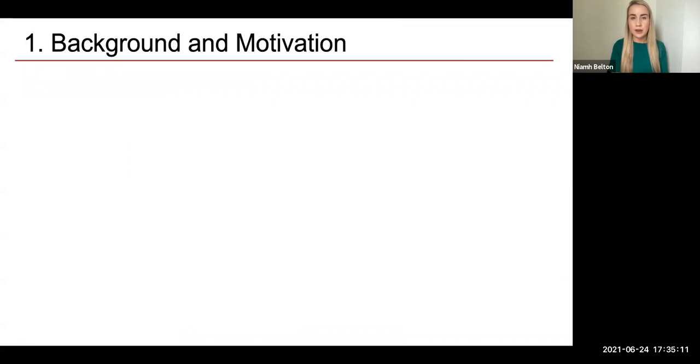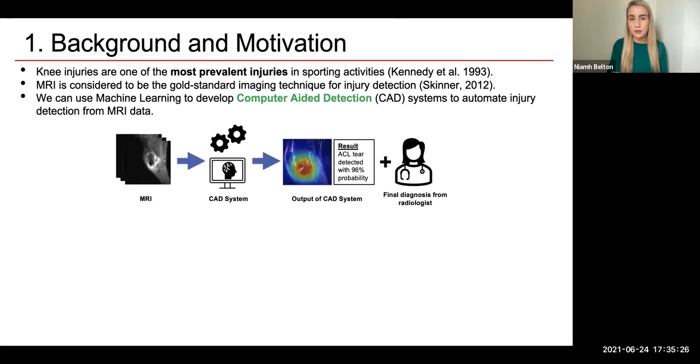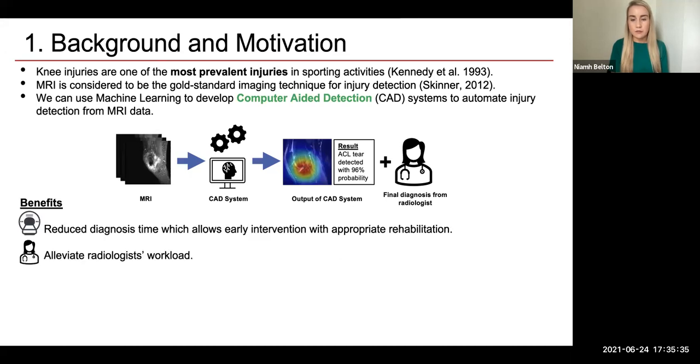So firstly, we have background and motivation. Knee injuries are one of the most prevalent injuries in sporting activities. And an MRI would be considered to be the gold standard non-invasive imaging technique for knee injury detection. And we can use machine learning to develop computer-aided detection systems to automate injury detection from MRI data. And this leads to a range of different benefits, such as reduced diagnosis time and alleviating radiologist workload.